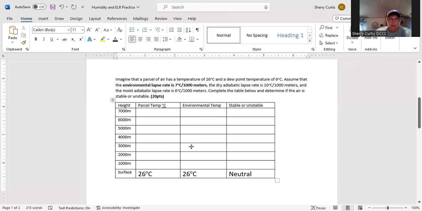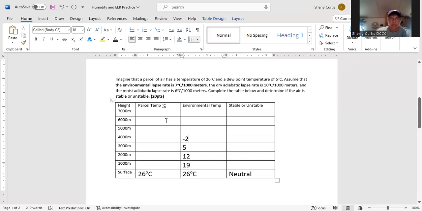All right, so we're going to start here in this middle one with the environmental temperature. That's where we just go with the environmental lapse rate. So it's going to decrease by 7 as we go up in the atmosphere. So if we go up 1,000 meters, that's 7 degrees less. And if we go up another 1,000, we take off another 7, and so on and so forth.